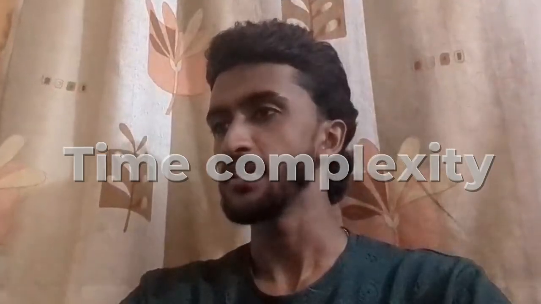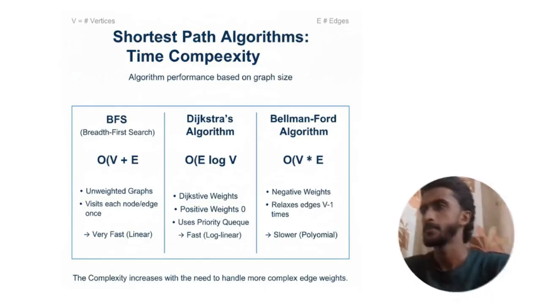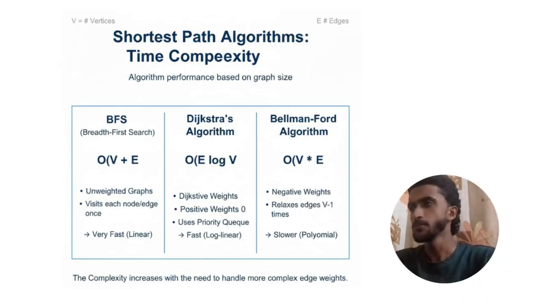Now let us talk about time complexity. Time complexity means how much time the algorithm takes when the graph becomes large. We use V for the number of vertices and E for the number of edges. For BFS, the time complexity is O(V + E). This means BFS is very fast. For Dijkstra's algorithm, the time complexity is O(E log V). This means it is fast and efficient.